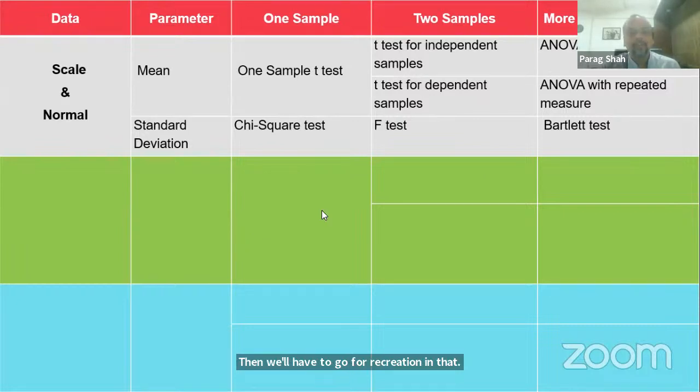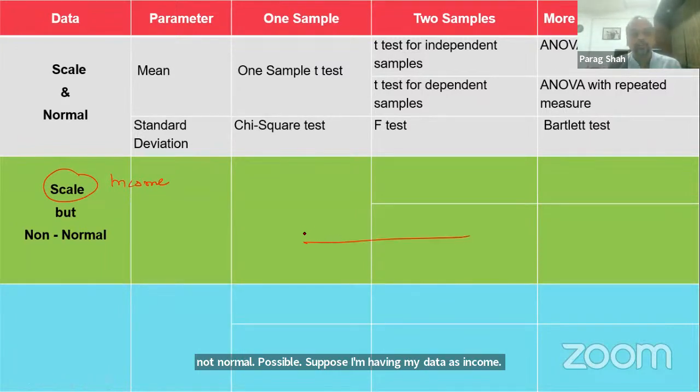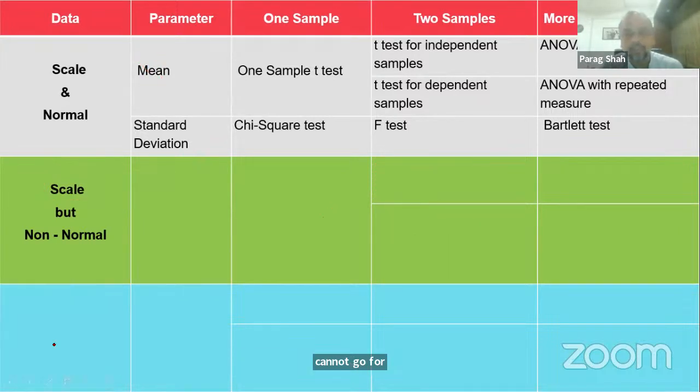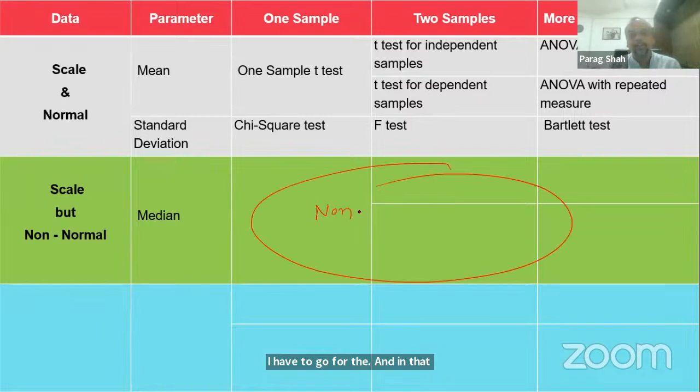Okay. Now the next part comes: if my data is scaled but not normal. Possible? Suppose I'm having my data as income. So income is scaled, but it is not following a normal distribution. Then I cannot go for mean. Remember, I cannot go for mean. Which parameter do I have to go for? I have to go for median. And in that scenario, I'll have to go for all non-parametric tests.